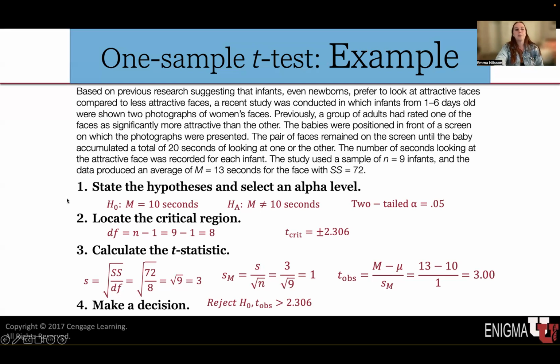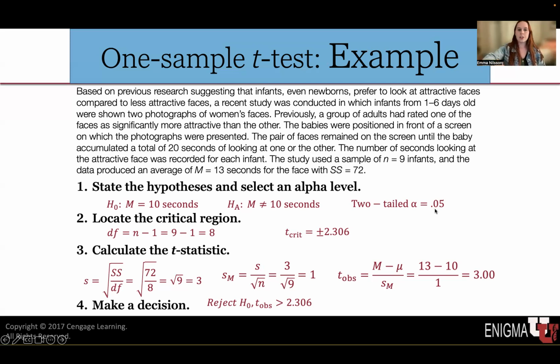Okay, so step 1, we're going to state our hypotheses and select an alpha level. Our null hypothesis is going to be that the infants are going to have no preference for either face. There's going to be no difference between the time that they looked at the attractive and the less attractive face, which means that our mean should have been 10 seconds for the attractive face, because that's exactly half and half. Our alternative hypothesis is that the sample mean is not 10 seconds, that they spent more time looking at one face than the other. And we're just going to decide, based on our delving into the research, that an appropriate alpha value is a 2-tailed 0.05.